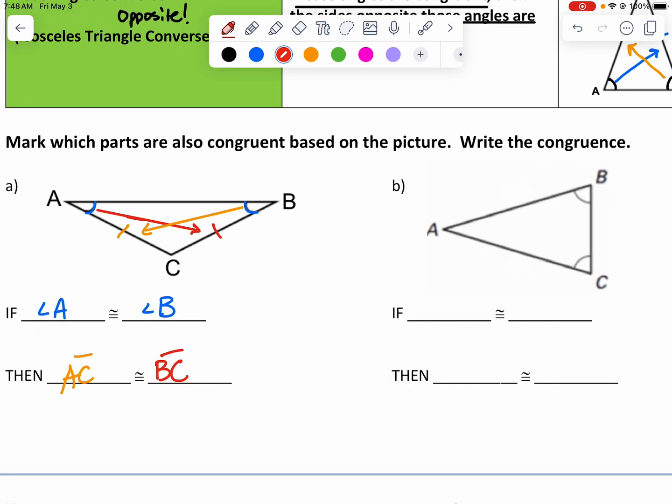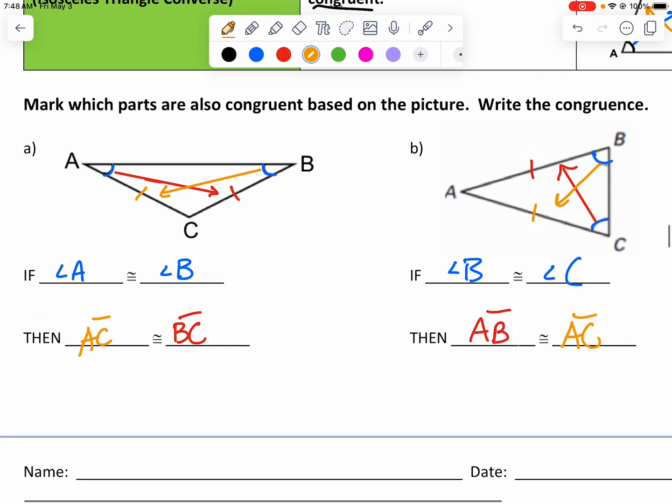Same thing over here. It's giving me these two arc lengths are congruent. So that would be angle B and angle C. Remember, your if statement is what congruency it is giving you in the image. You can infer that the sides across from these two congruent angles are also congruent. So that would be AB, and that would also be AC. All right?